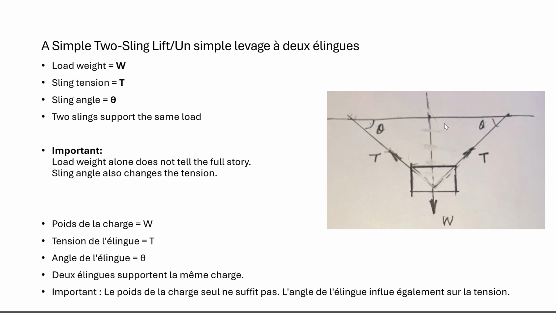Let's look at a simple two-sling lift. Load weight is W. Sling tension is T. Sling angle is theta. Two slings support the same load W. But remember, the sling angle theta changes the force in each sling.